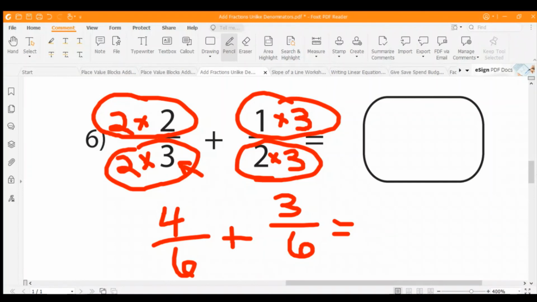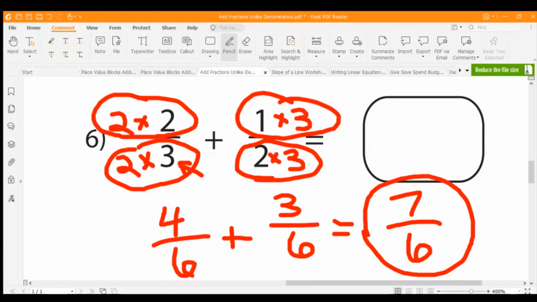Now that the denominators are the same, we add up the numerators. 4 plus 3 is 7, and we keep the denominator of 6. All right? Chris, that looks funny. The numerator is bigger than the denominator. That's okay. That can happen. It's called an improper fraction, and we'll build on that later.